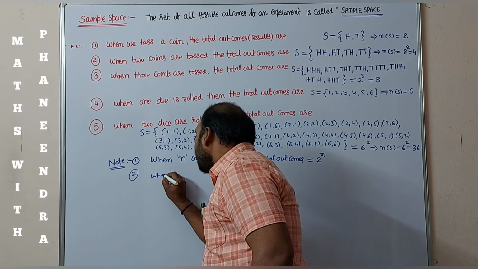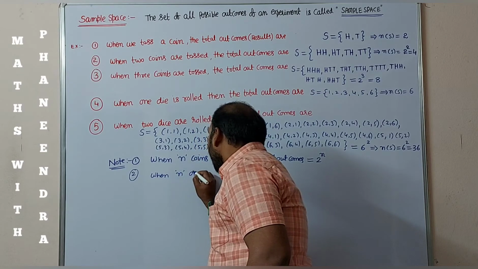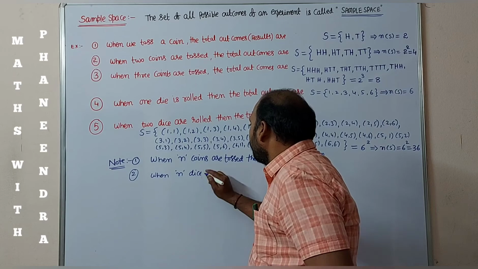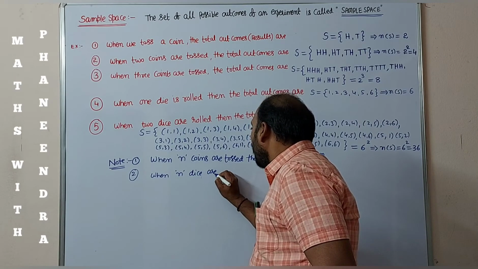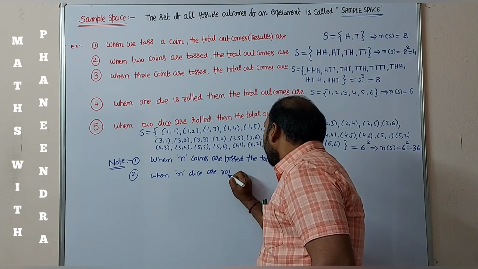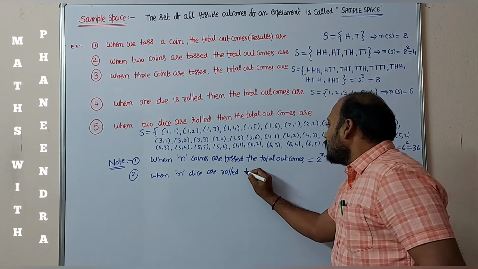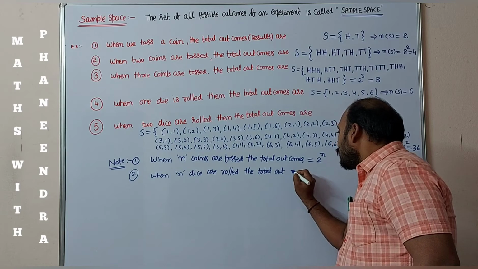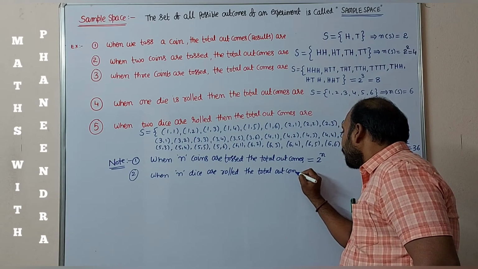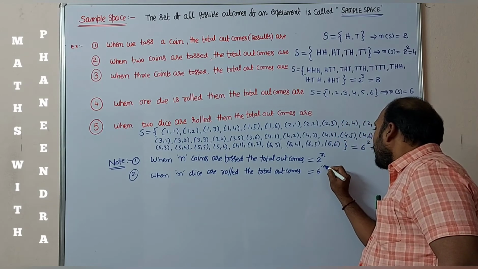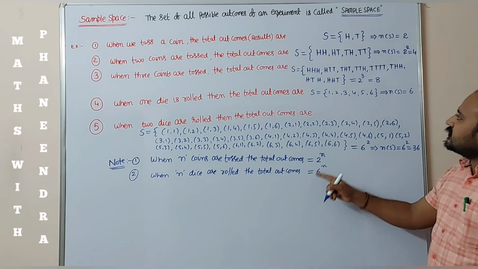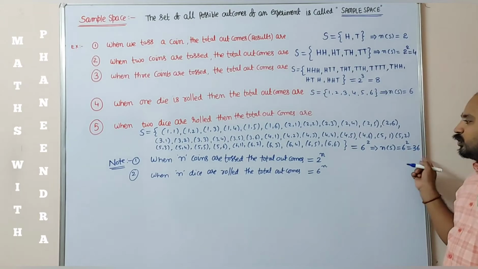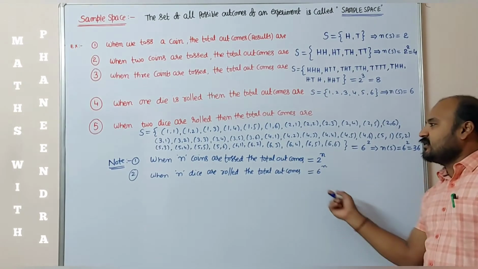When n dice are rolled, the total number of outcomes is 6 power n. If it is 1 dice, 6 power 1. If it is 2, 6 power 2. If it is 3, 6 power 3. Like this it will be.